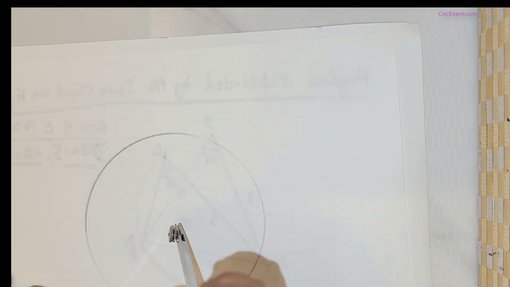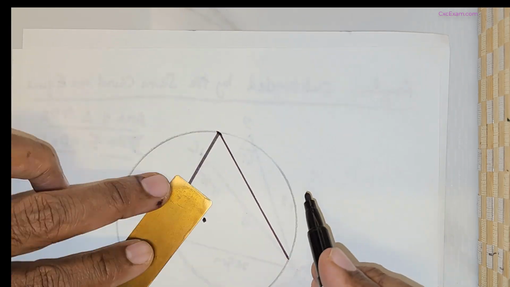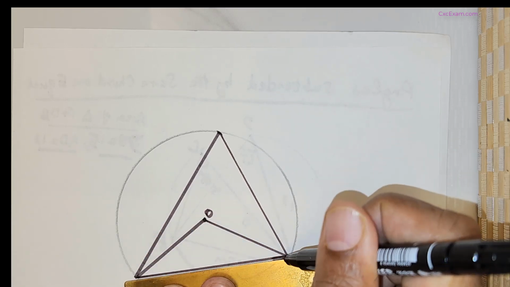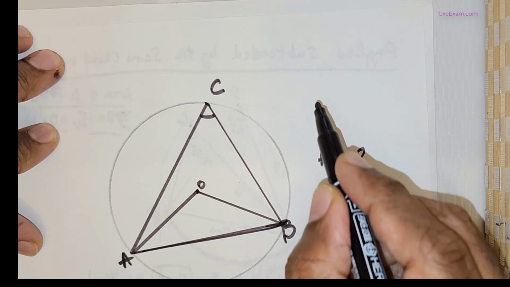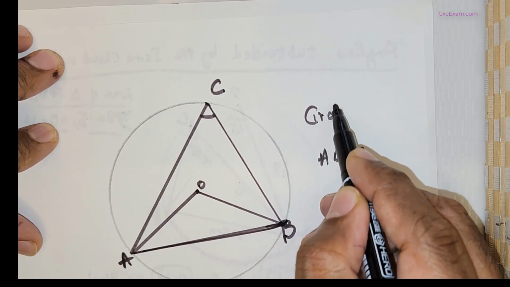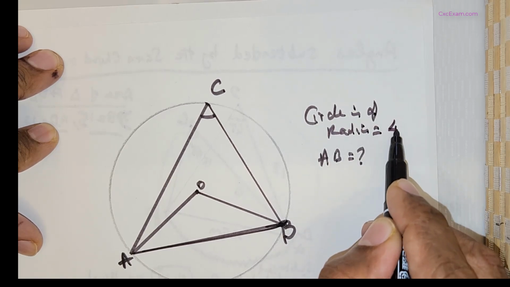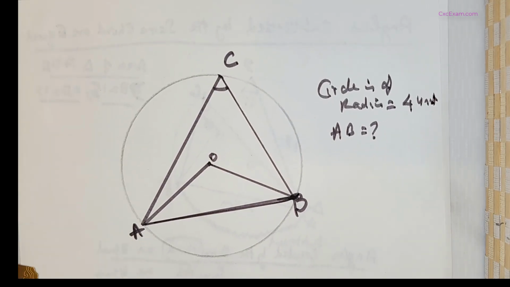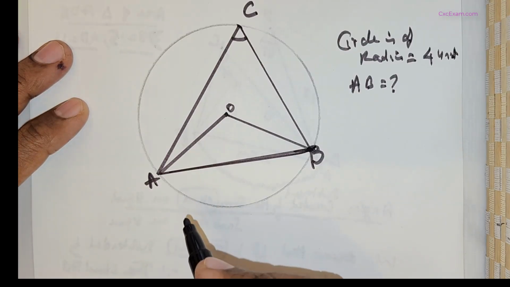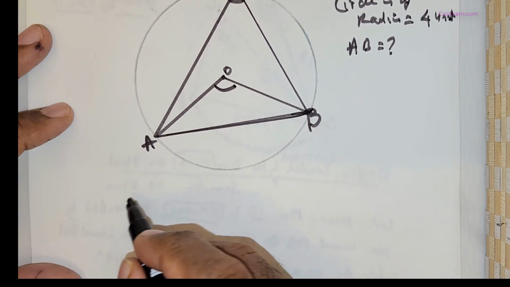Now this is the next theorem. And AB is required. The circle is of radii 4 units. Okay. Now there are different versions for this. Now I want to know this angle, right?